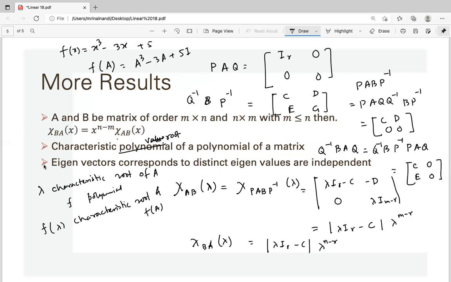And the most important thing is this: the eigenvectors corresponding to distinct eigenvalues are independent. If lambda 1 and lambda 2 are two different eigenvalues with corresponding eigenvectors v1 and v2, then v1 and v2 are independent. Not only that, if lambda 1, lambda 2, up to lambda k are distinct eigenvalues and v1, v2, up to vk are the corresponding eigenvectors, then the set v1, v2, up to vk is an independent set. That is a very important result.